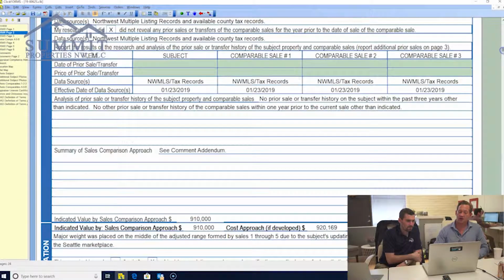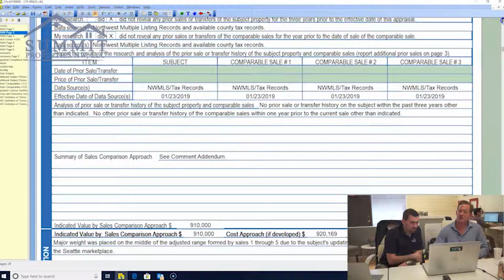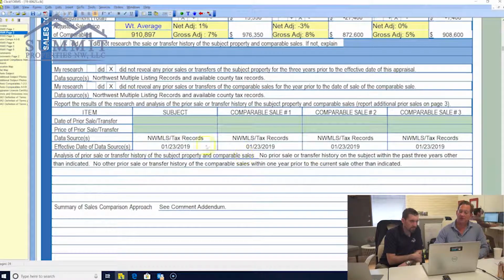All right, so here would be a prior listing history. If we had a sale, it would be indicated here. There was a prior sale of the comp. We have to report the last 3 years of the subject property and the last year on the comps. It tells you right here, 3 years for the subject, and 1 year on the comps. Did any activity happen?